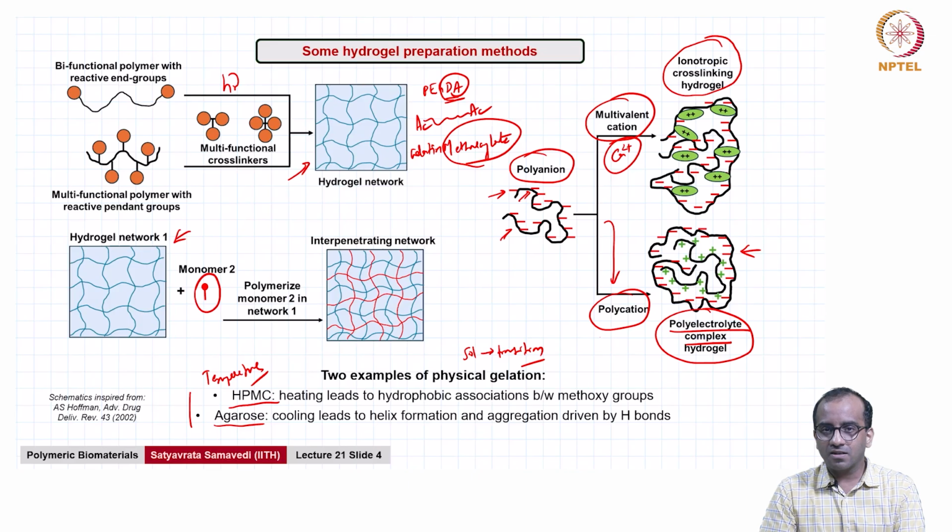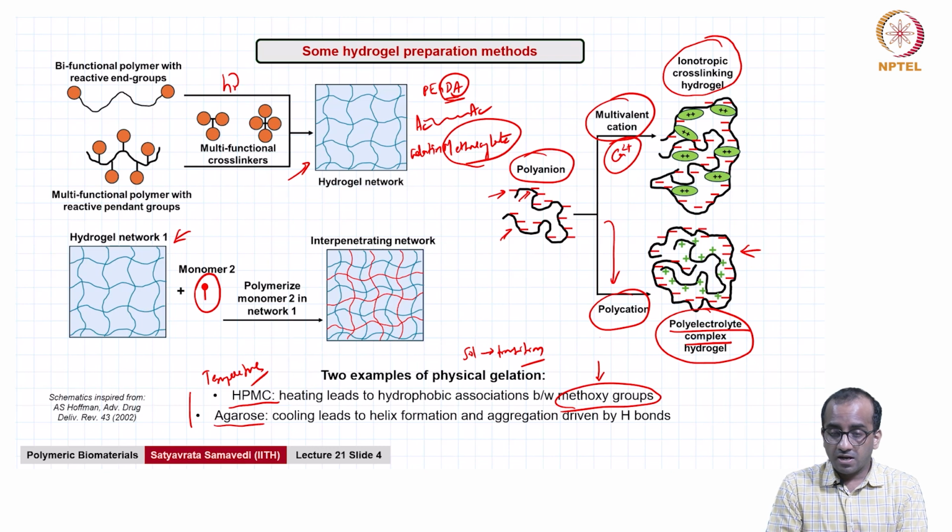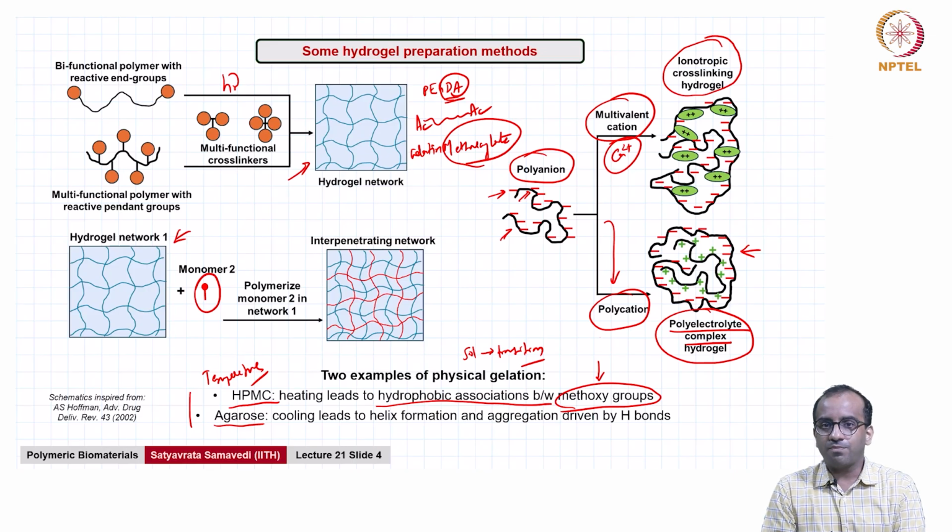But as you heat, the heat supplied, that energy can now break apart these hydrogen bonds, and remember, in HPMC you also have these methoxy groups. So, at higher temperatures, because of the absence of hydrogen bonds stabilizing the polymer solvent interactions, you now start seeing that the methoxy group interactions start dominating at higher temperatures. So, the hydrophobic associations between methoxy groups leads to gelation at higher temperatures.